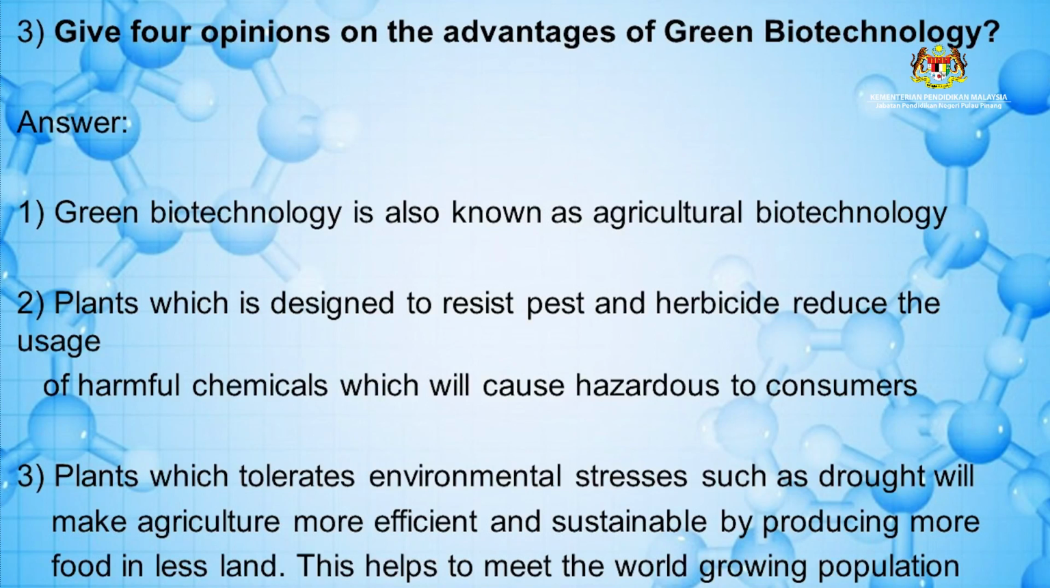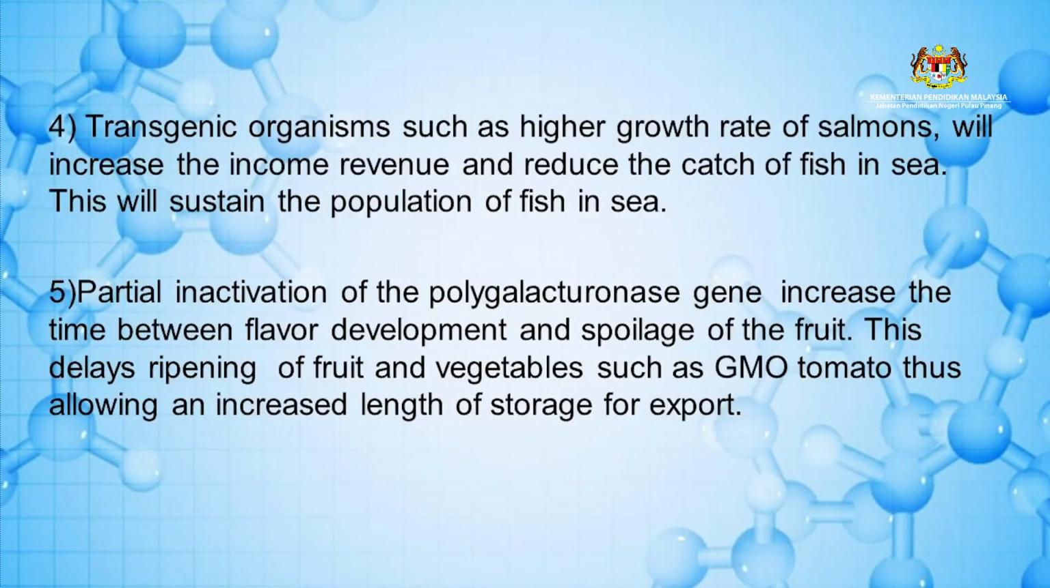Plants which are designed to resist pests and herbicides reduce the usage of harmful chemicals which cause hazards to consumers. Second, plants which tolerate environmental stresses such as drought will make agriculture more efficient and sustainable by producing more food in less land. This helps to meet the world's growing population demand. The next, transgenic organisms such as higher growth rate salmons will increase the income revenue and reduce the catch of fish in the sea. This will sustain the population of fish in the sea.